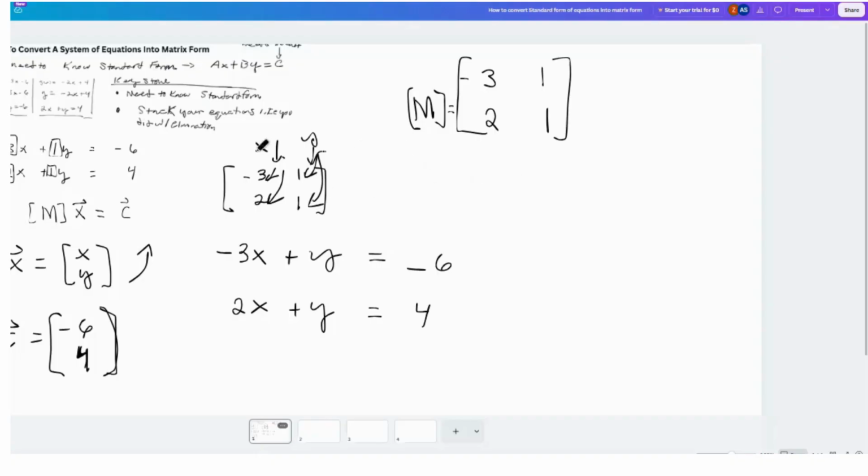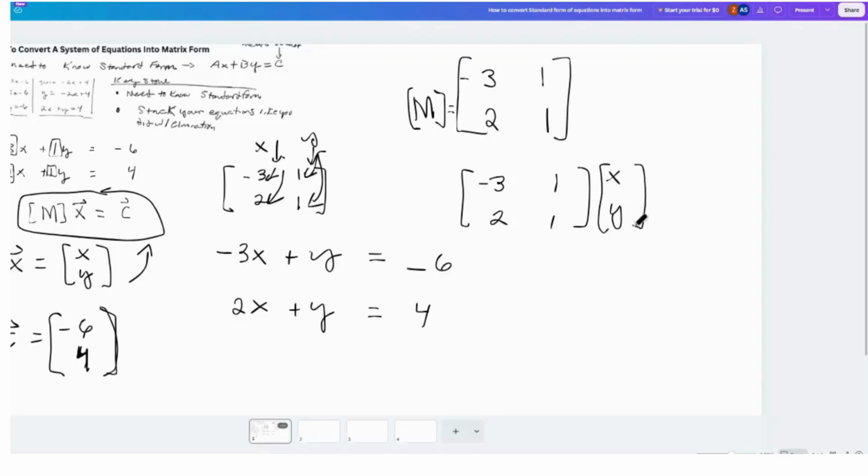And if I wrote it all together, the way this would look would be just like this. You'd have 2, 1, 1, X and Y. And that would equal, this is how we do it, negative 6 and 4. Does that make sense so far?